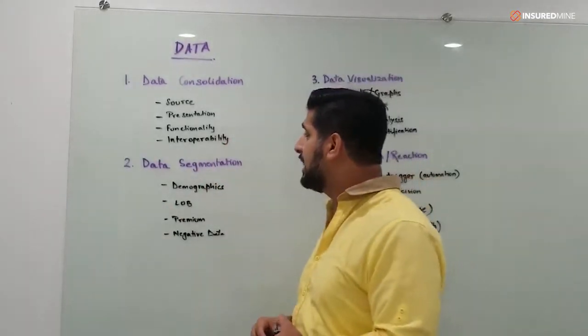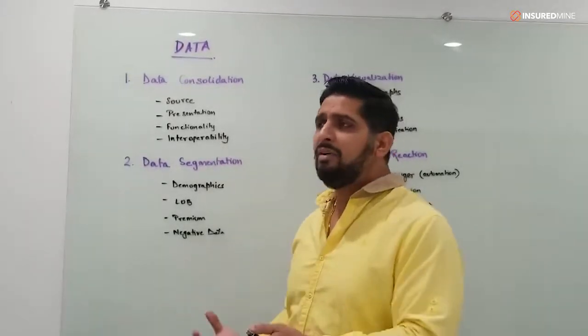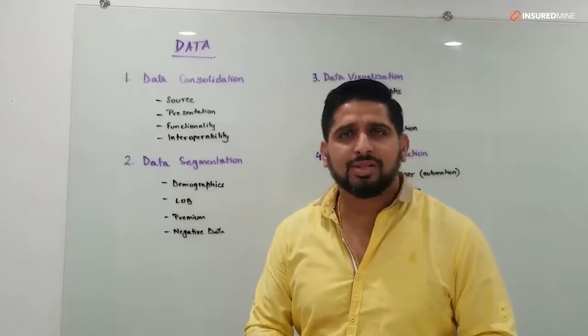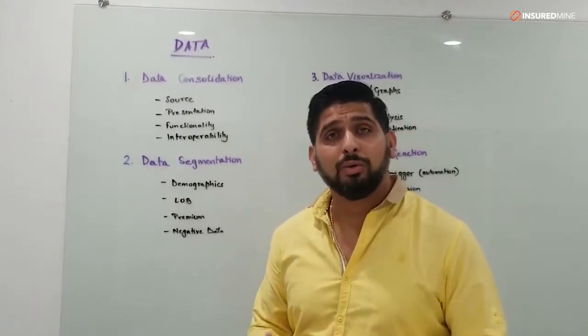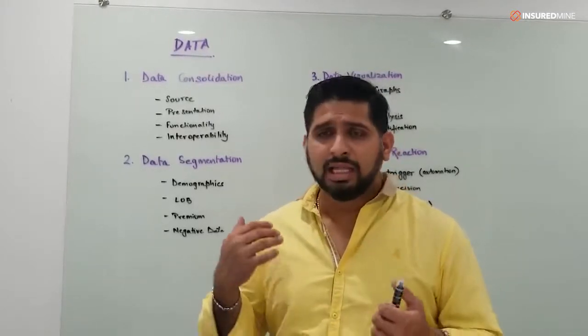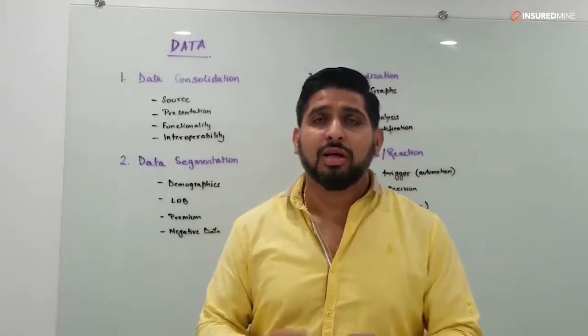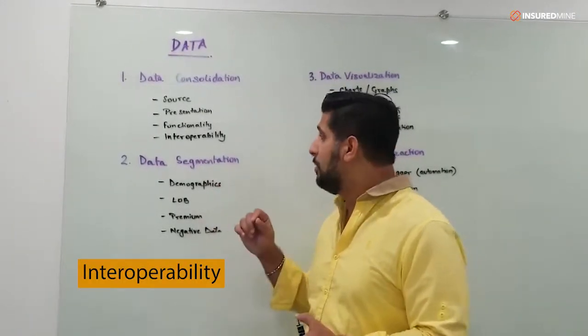The third part of data consolidation is functionality. We may have a lot of data in our agency management system or any other CRM that we are using, but what are we doing with that data? Is there a functionality defined in our mind, in our thinking, or in our usage, that we are using that data for? The fourth part is interoperability.